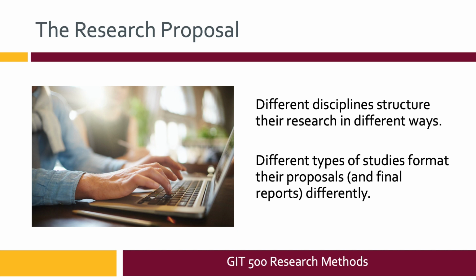Different disciplines structure the research in different ways, and then within those different types of studies, they format their proposals and final reports differently. The way that medical and psychological studies, technology and engineering in our program, they all have these different structures. Because of these differences, I'm going to deviate from the book a bit because it concentrates more on psychological and social issue topics. I'm going to talk about the four types of studies that we use in this program.